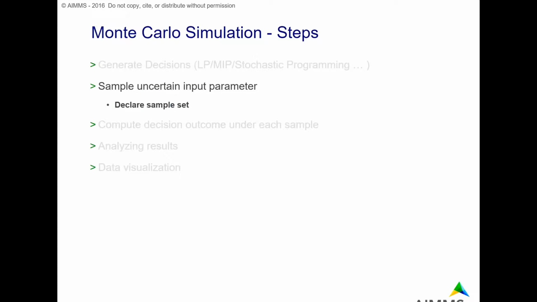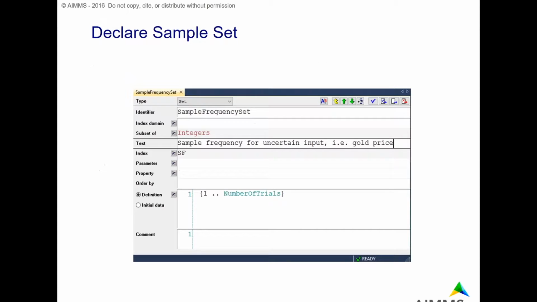So the first step is to generate the sample. First we want to declare a sample set, how many samples we want to generate. What we're doing is inserting a set in AIMMS, giving it a name, making it a subset of integers, and then generating from 1 up to the number of trials. In this case, the number of trials will take a value of 1,000. So we're going to generate 1,000 trials for each uncertain parameter.